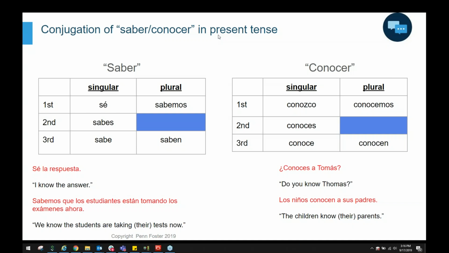Again, we can see the differences of context within these four sentences, so we do want to draw some differences between saber and conocer here. They will not be interchangeable, so it really is up to you to determine the correct verb to choose.